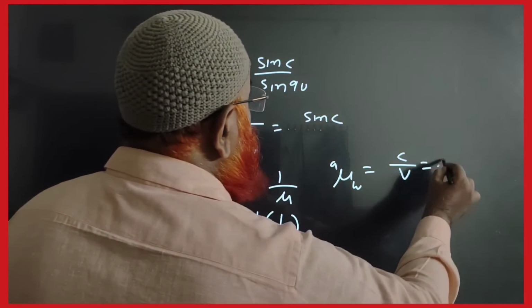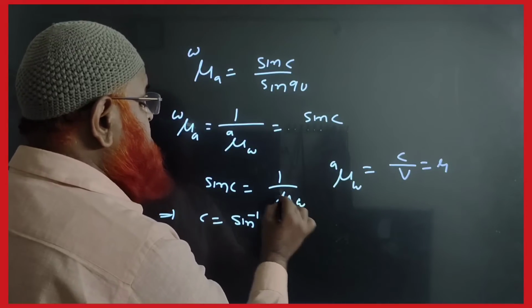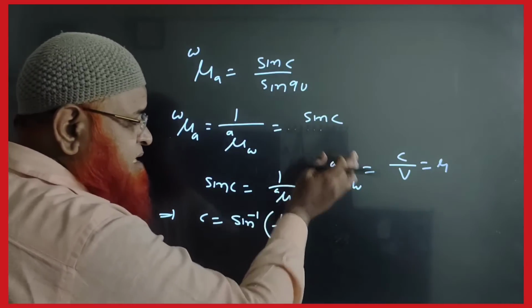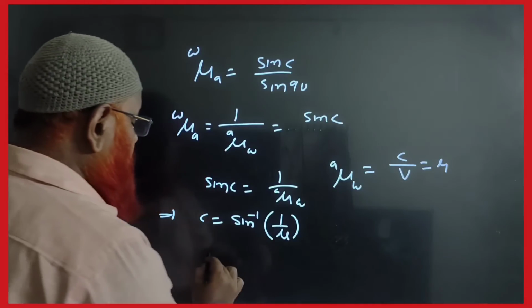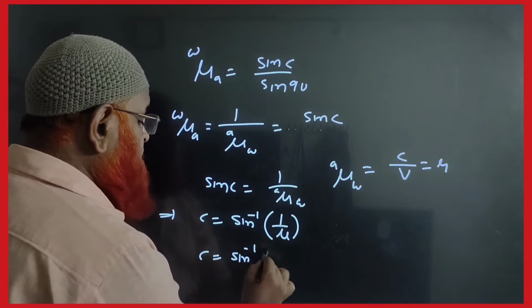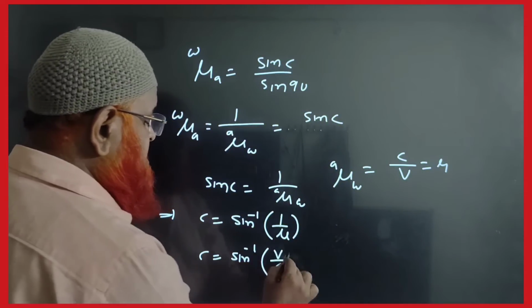Mu, which is nothing but mu only, air with respect to water. We can write water with respect to air, absolute only, no? That is taken as C by V, which is equal to mu here. So what am I going to get now? C is equal to sine inverse of mu. Mu means V by C.